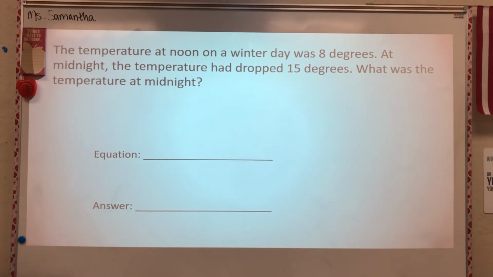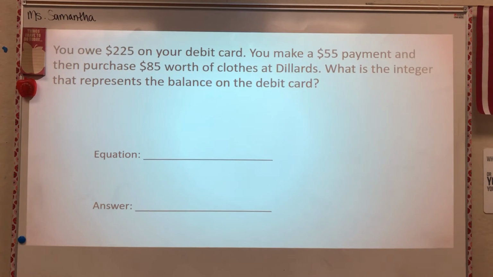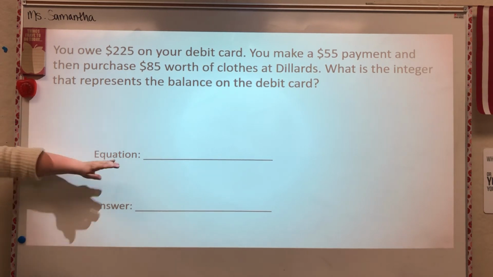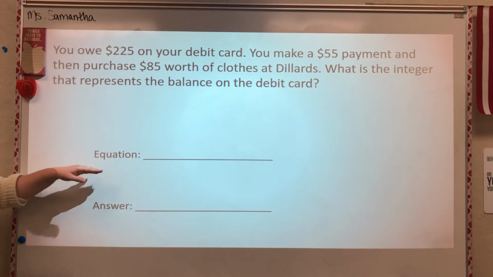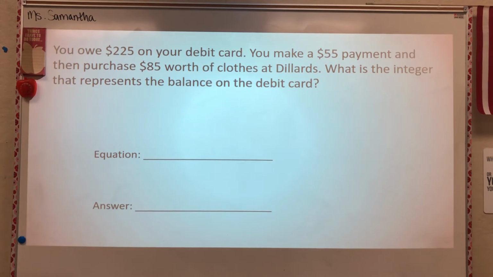All right. The second question says you owe $225 on your debit card. You make a $55 payment and then purchase $85 worth of clothes at Dillard's. What is the integer that represents the balance on the debit card? Go ahead and start off by finding an equation for this. This one I like to talk through.